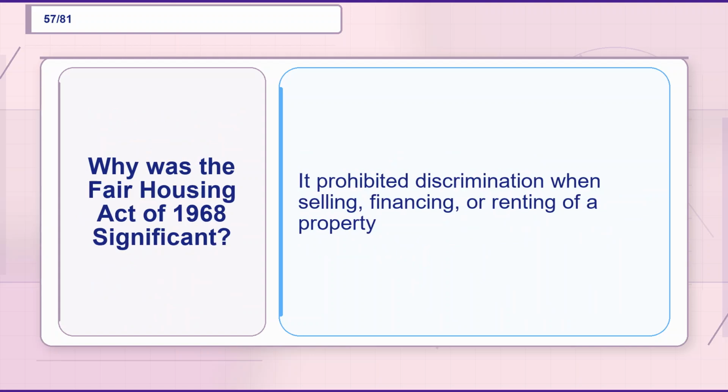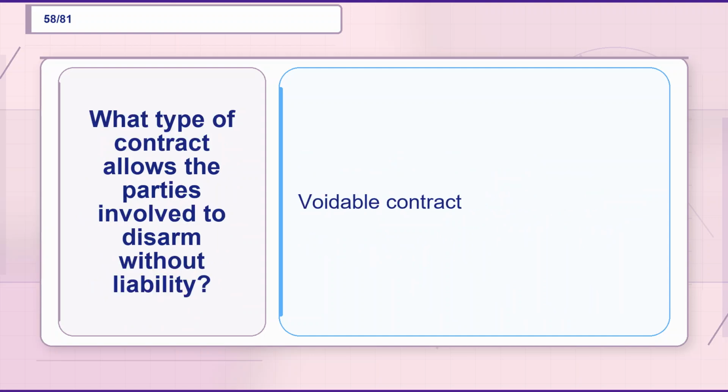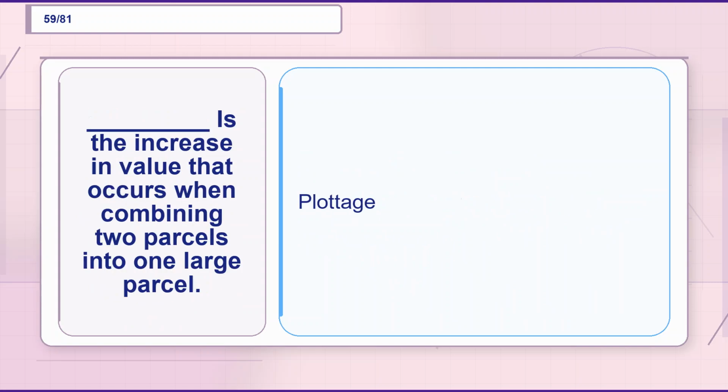Flashcard 57. Term: why was the Fair Housing Act of 1968 significant? Definition: it prohibited discrimination when selling, financing, or renting of a property. Flashcard 58. Term: what type of contract allows the parties involved to disaffirm without liability? Definition: voidable contract.